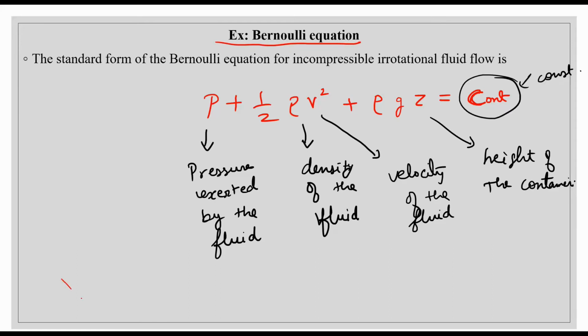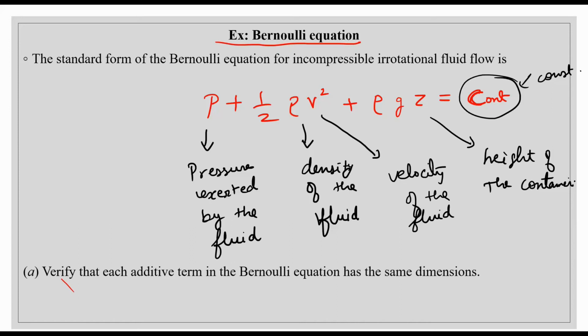Now what you need to do is verify that each additive term in this Bernoulli's equation has the same dimension. That means you have to see whether all the terms we have added have the same dimension, and secondly, what will be the dimensions of this constant C. So let us do this.